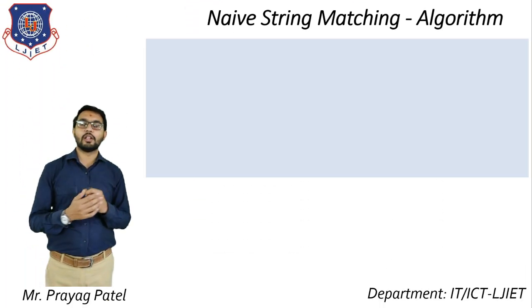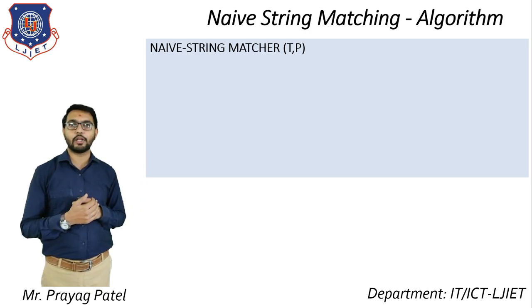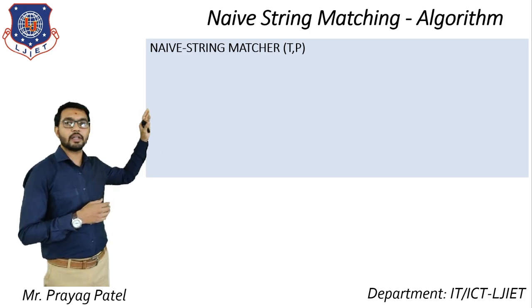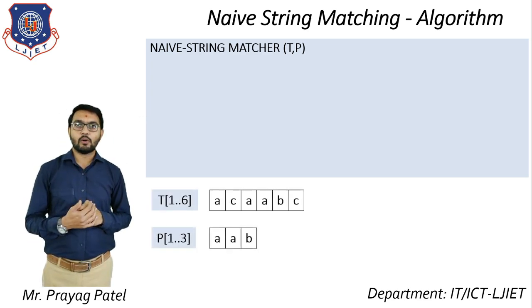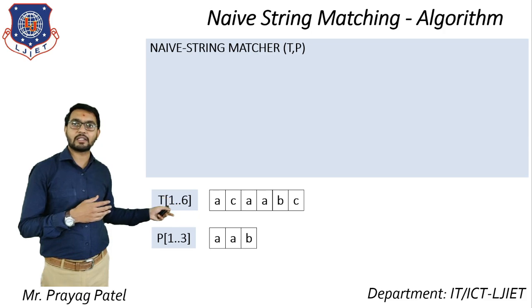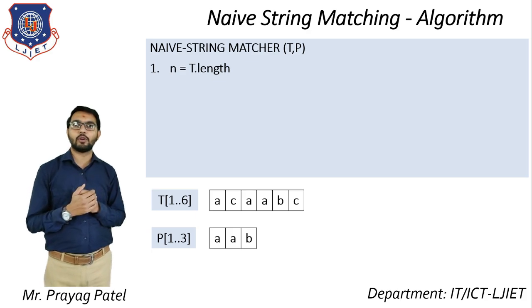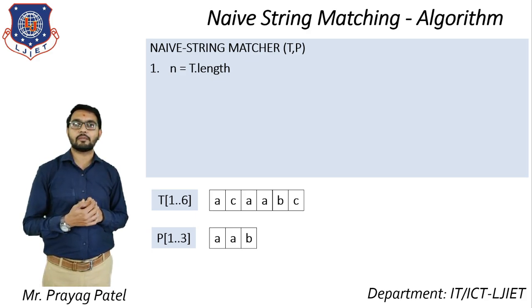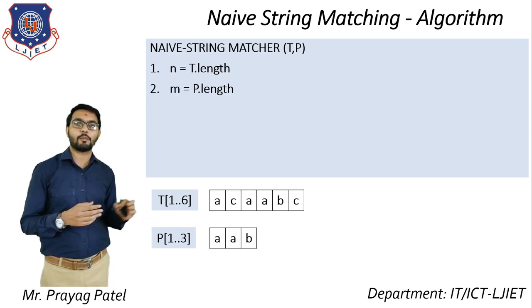Now consider the algorithm for the naive string matching method. The name of the algorithm is Naive-String-Matching(T, P). Here the arguments are T and P. T means your text and P means your pattern. Now consider the same example here: T[1..6] and pattern P[1..3]. The first step of the algorithm is n equal to T.length, meaning the length of your text. The second step is m equal to P.length, meaning the length of your pattern.